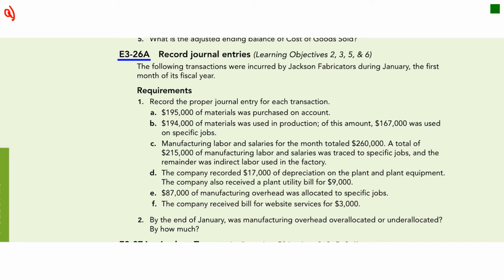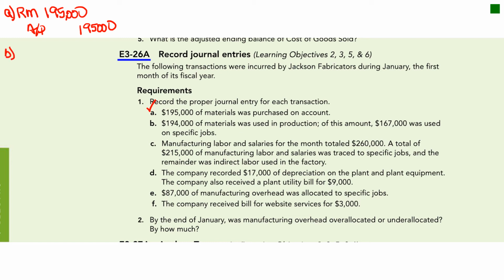So part A says you bought materials on account. We're going to be debiting raw materials. That's going to be $195,000. We're going to credit accounts payable for $195,000. That's pretty standard. That's like financial accounting. That would be your first one.